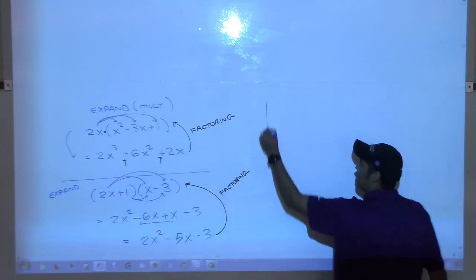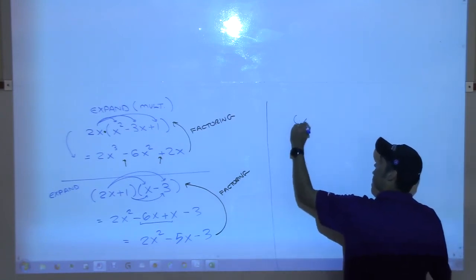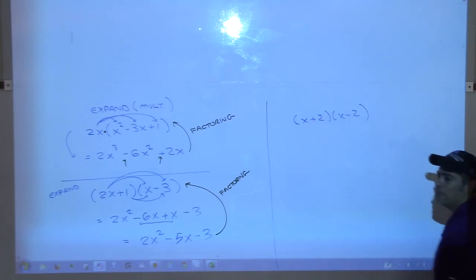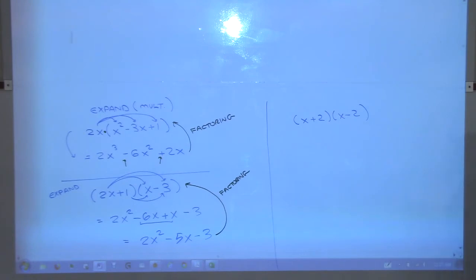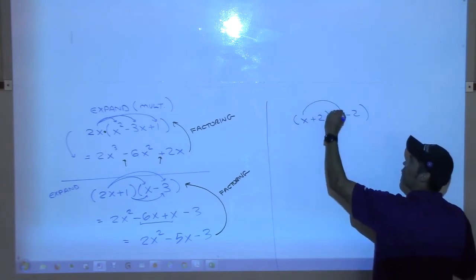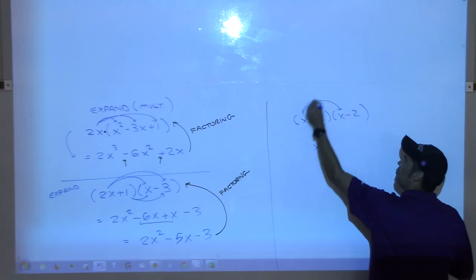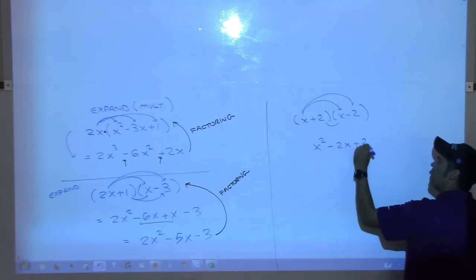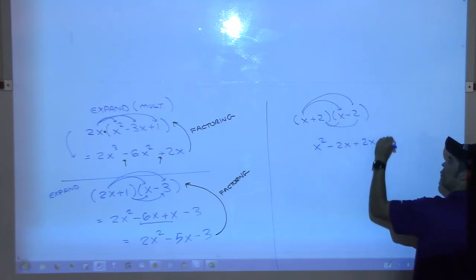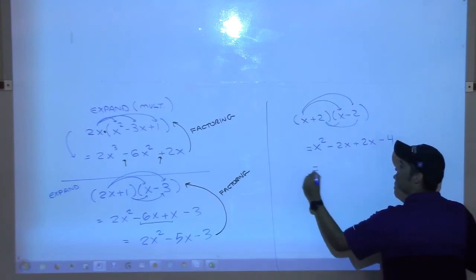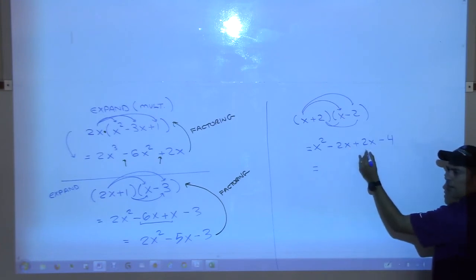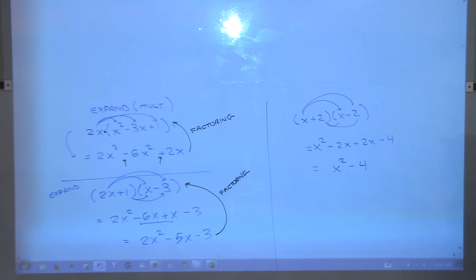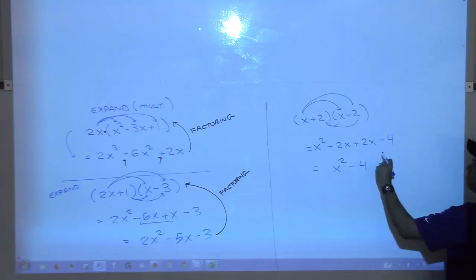Let's do another example. How about x plus 2 times x minus 2? What would happen if we multiply those together, expand those out? What would we get here? x squared, and then here we would get minus 2x, and then the middle one plus 2x, and then the final one minus 4. Now if we clean that up, these middle pieces go away, so you wind up getting x squared minus 4.